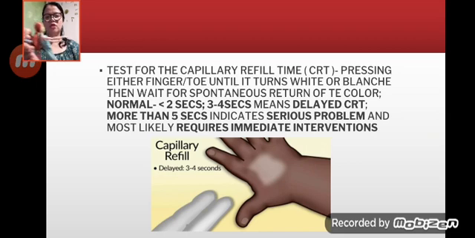So how are you going to check for the CRT for the newborn? In an adult patient, we press the nail bed. Same thing, the normal is less than 2 seconds. The blanch should return to normal in less than 2 seconds. But if it returns in 3 to 4 seconds, there is already a delay in the CRT. And if it's more than 5 seconds, it indicates a serious problem and most likely requires immediate intervention. So for a newborn, what are we going to do to check for the CRT?